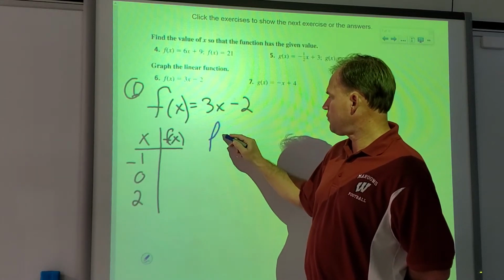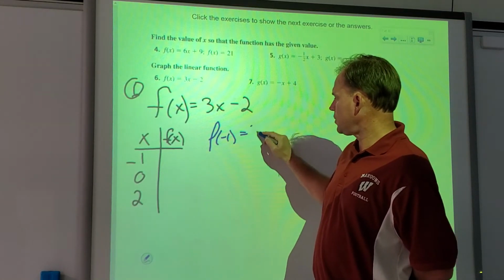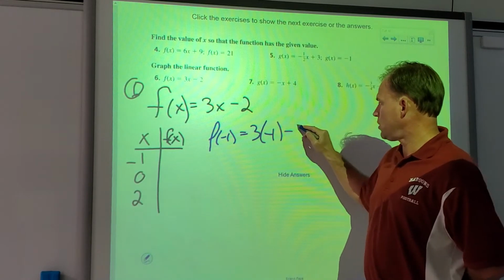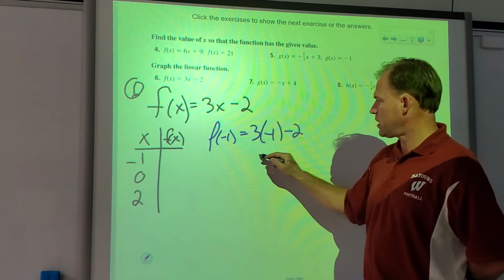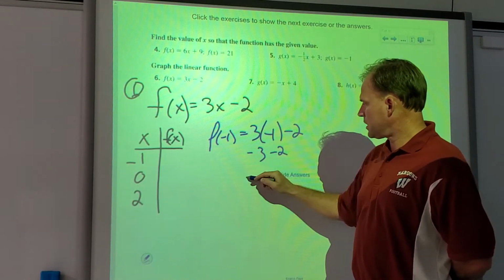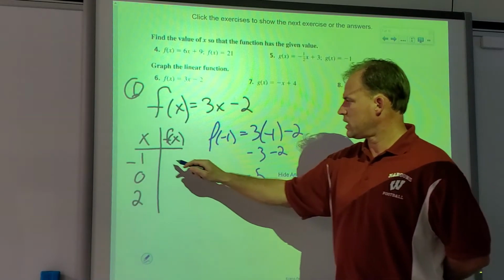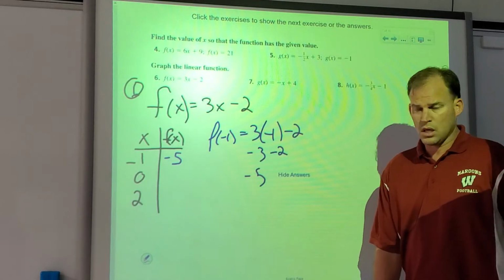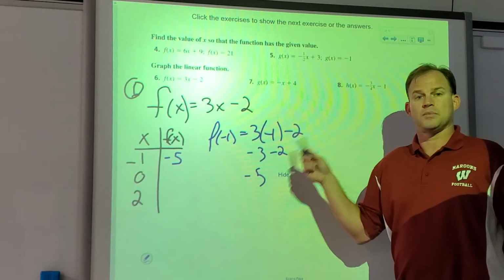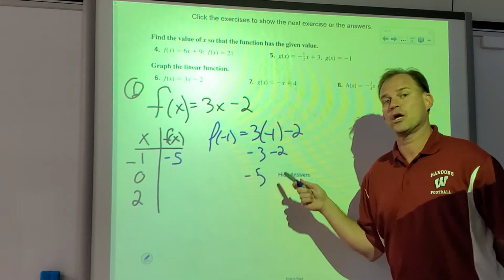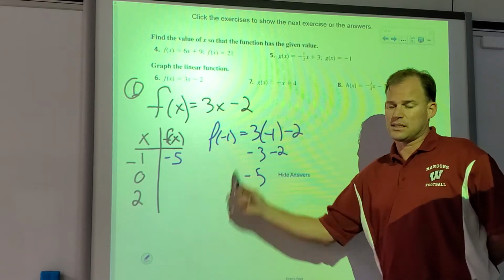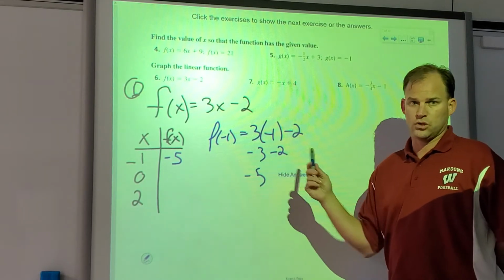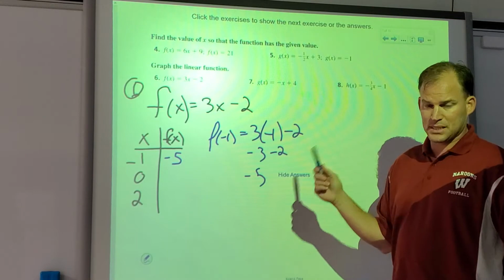So f of -1 equals 3 times -1 minus 2. 3 times -1 is -3. That's -5. So when I plug in -1, I get -5 back out. I'm telling you right now, be careful with your signs. That's the biggest problem kids run into in these problems, is messing up signs.